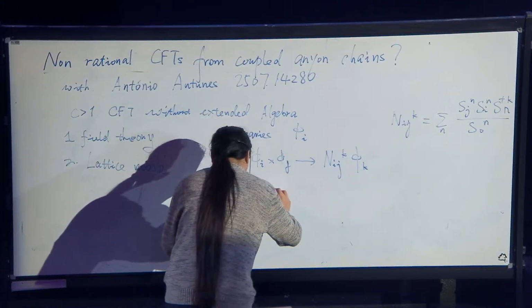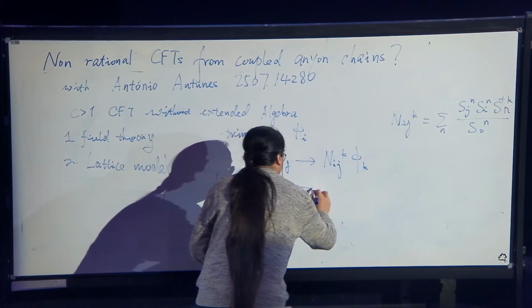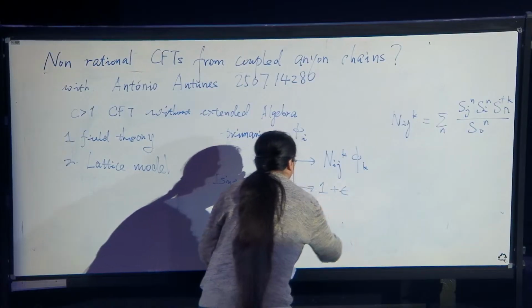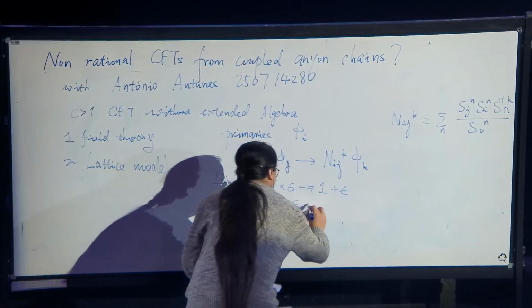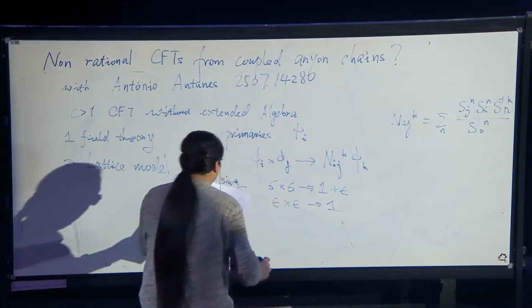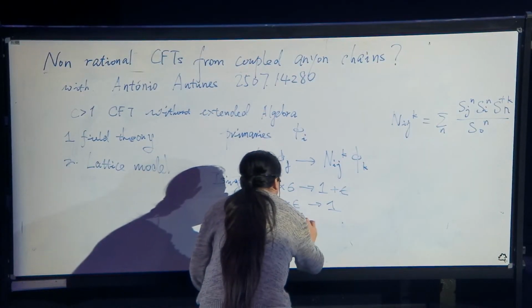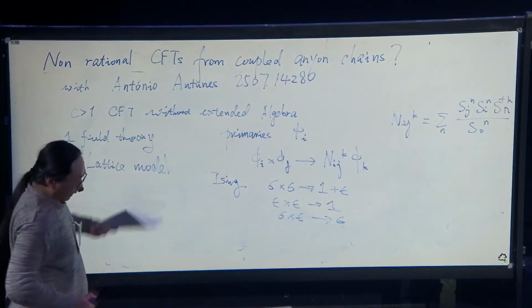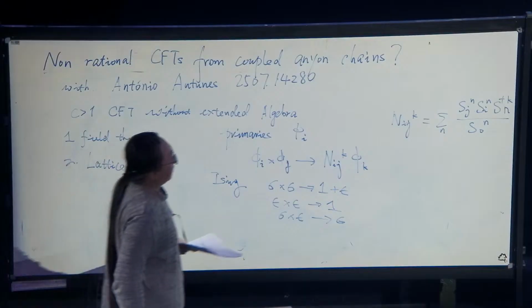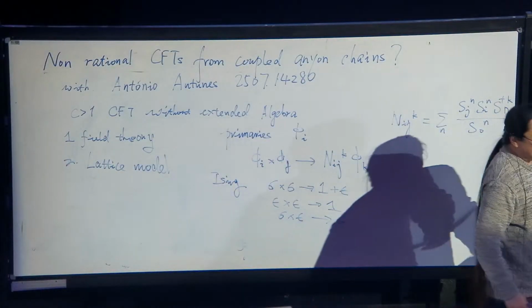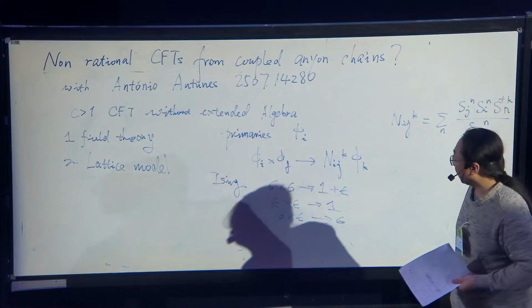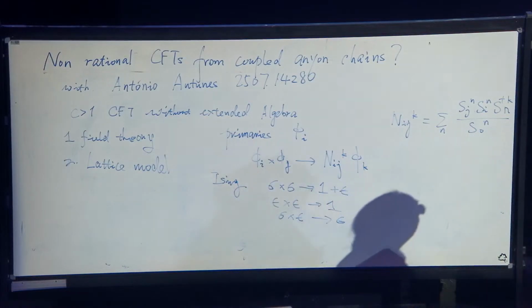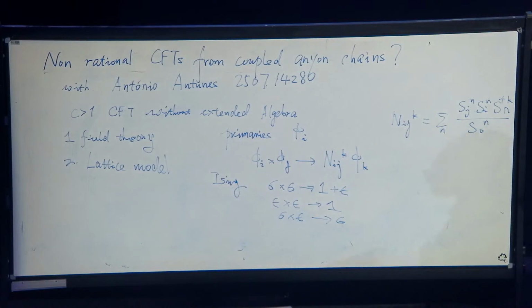We will have sigma times sigma goes to 1 plus epsilon. Epsilon times epsilon goes to 1. And the third one is sigma times epsilon goes to sigma itself. This we are all probably very familiar with. Probably something that is a little bit less familiar is that in two-dimensional rational CFTs, there is a set of operators which are called topological lines. They are also labeled by the same primaries.